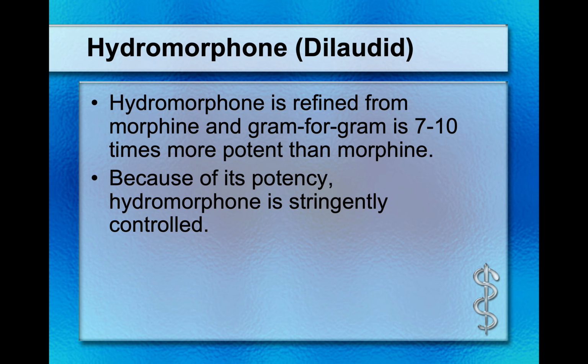Hydromorphone or Dilaudid is refined from morphine and, gram for gram, is 7 to 10 times more potent than morphine. Because of its potency, hydromorphone is stringently controlled. At least we try to stringently control it.